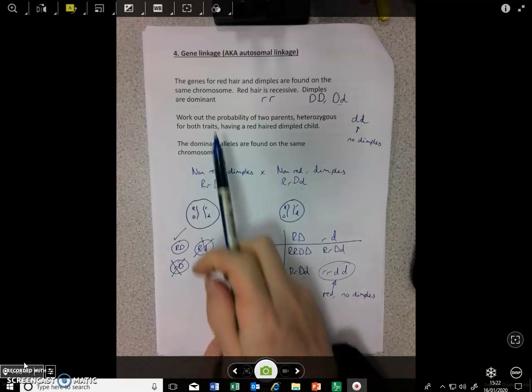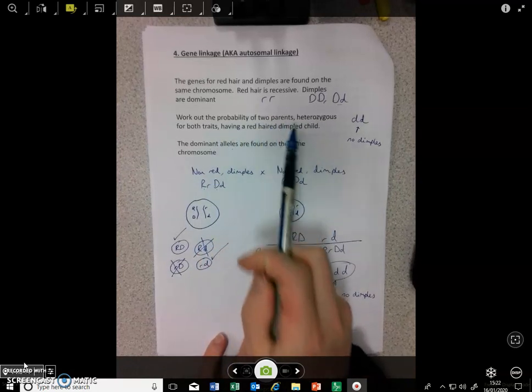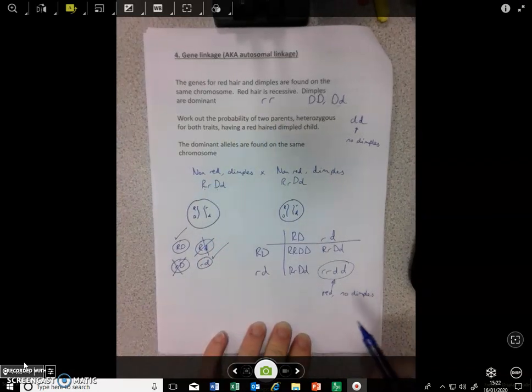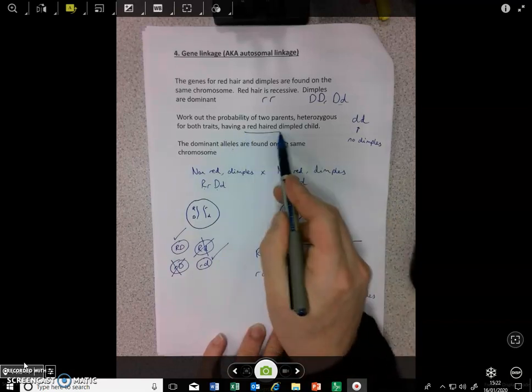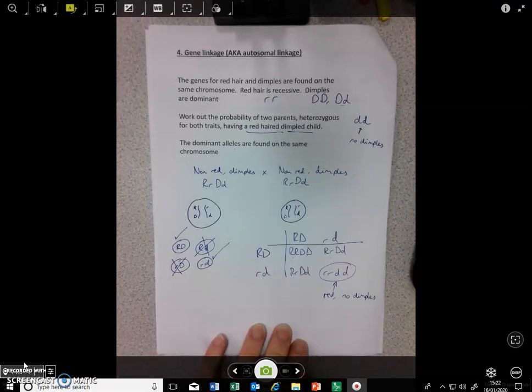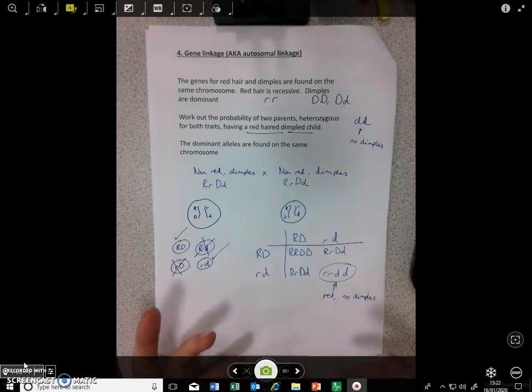Okay. It says work out the probability of 2 parents having a red-haired dimpled child. Well, are any of these having red hair and dimples? That's non-red, that's non-red, that's non-red. The probability of having a red-haired dimpled child is 0 because it's simply impossible from this combination with linkage. Because they're on the same chromosome, you're never going to get those 2 conditions. You're never going to get a red-haired dimpled child.